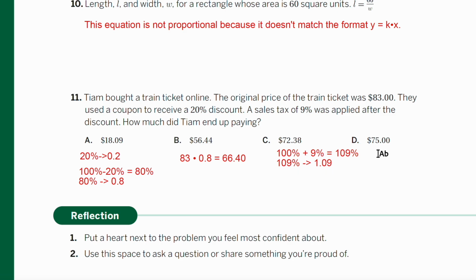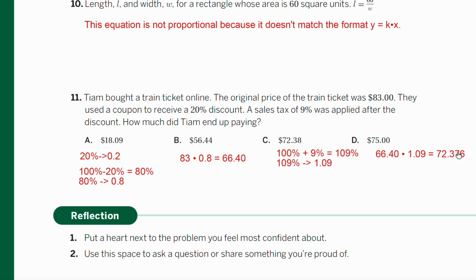Now we can use this in order to find the amount that we're going to pay after the tax. So let's take our $66.40 and times it by 1.09. And when we do that, we're going to get 72.376. Now, we're going to need to do some rounding because what this is saying is it's $72.37 and then 6/10 of a cent. And we can't do that.